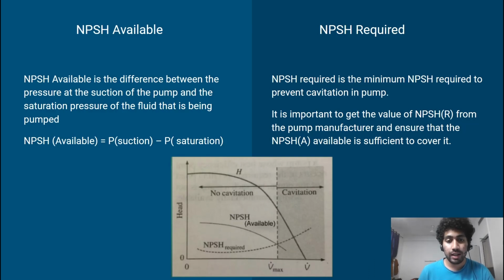In this graph we can see there are two regions. The first one is of no cavitation and the second one is of cavitation. We can see that as the volume flow rate increases, the NPSH available decreases. This is because of frictional and other types of losses, and consequently, as NPSH available decreases, the NPSH required increases. We can see that there is a point of intersection of NPSH available and NPSH required. This is the point of maximum flow rate, beyond which there is cavitation.